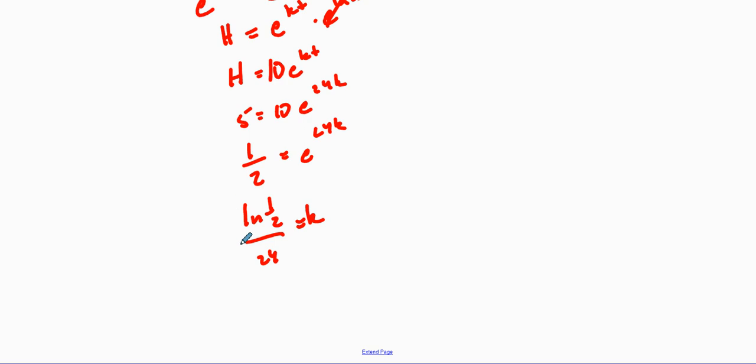And so this actually comes to one point that you might have found in pre-calculus: whenever you have the natural log of the half-life divided by the time, you can get your K value pretty easily.